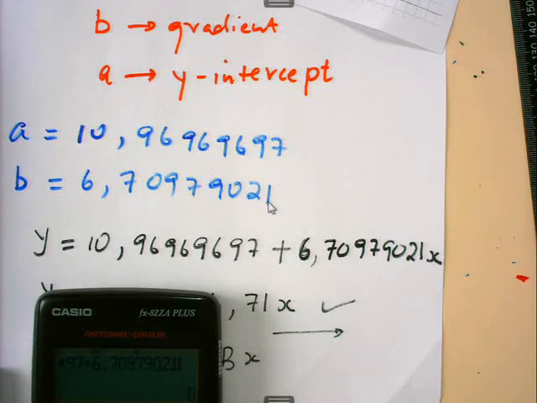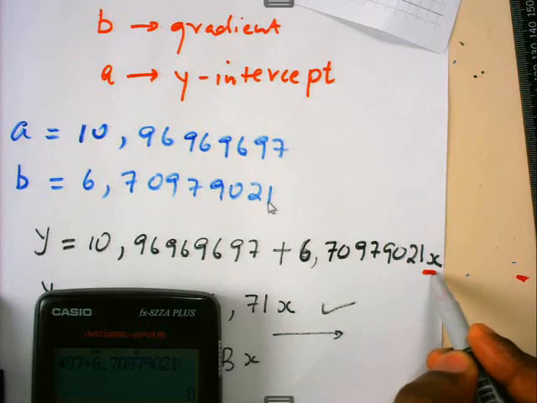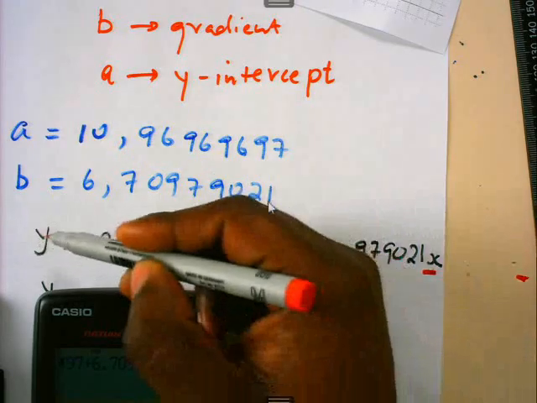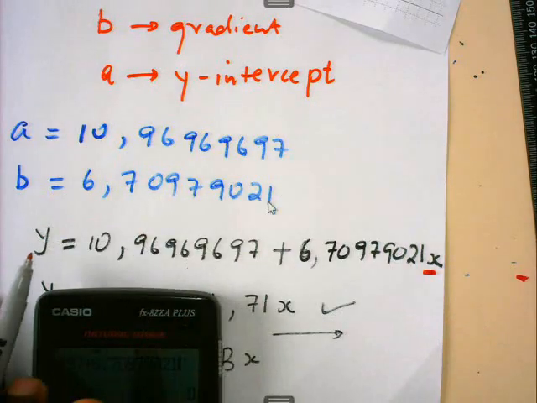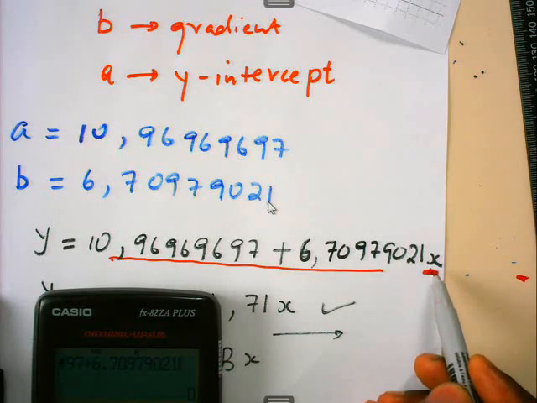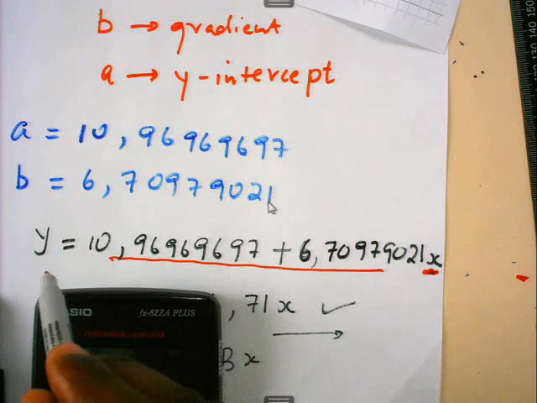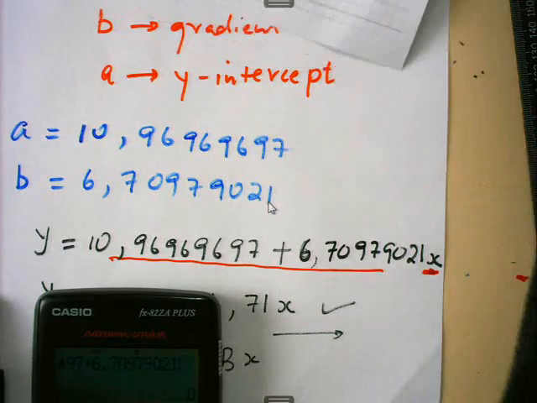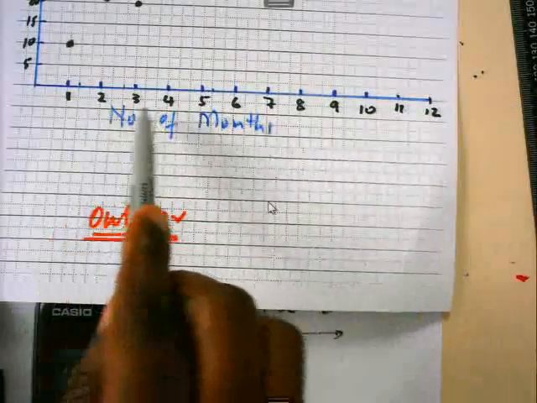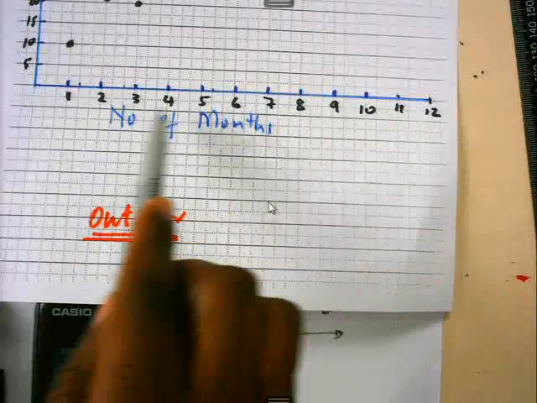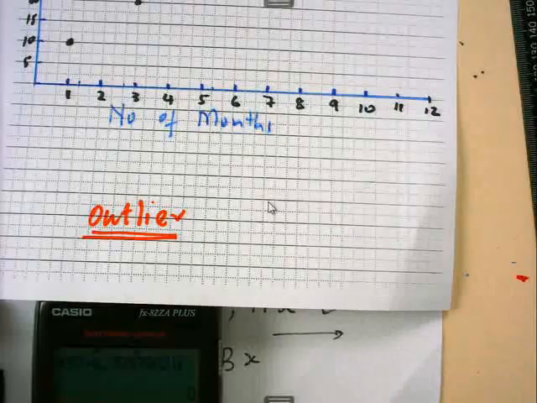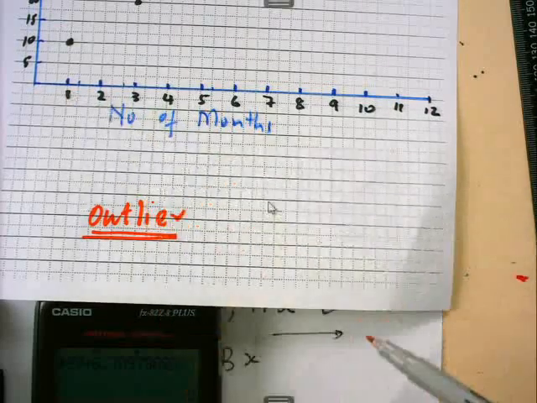We look for a value of x on our scatter plot, that when we substitute it, we check how much the value of y will be. We wrote all this. Now we look at our scatter plot. Remember we said this is the x-axis. We take a value of x, let's just say 1.